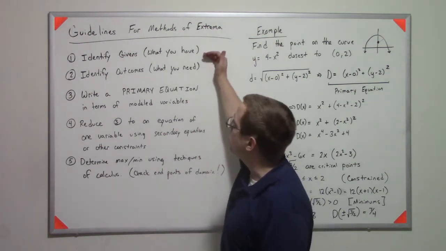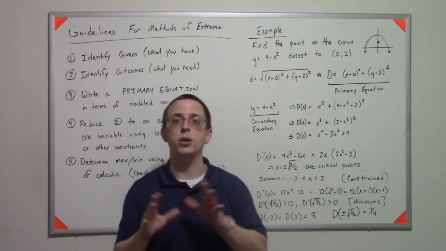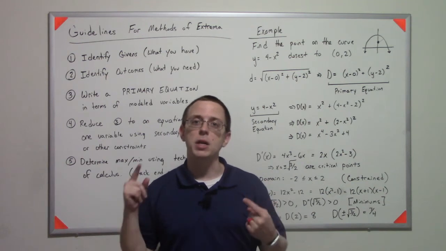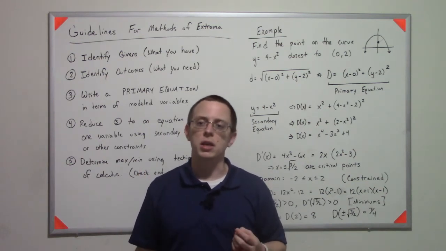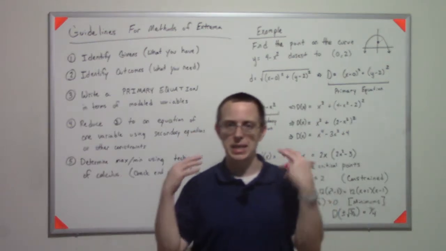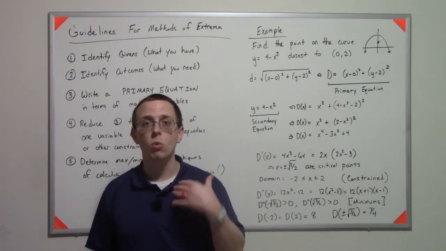The first thing you do is you identify givens. So you say, all right, what does this problem actually ask me, or what does it give me? Does it give me equations? Does it give me that it's looking for a geometric object? What does it give me? Does it say you start with $50? Who knows? What do I start with?